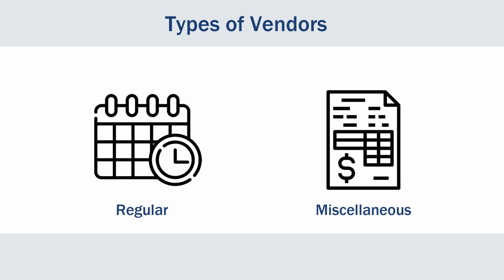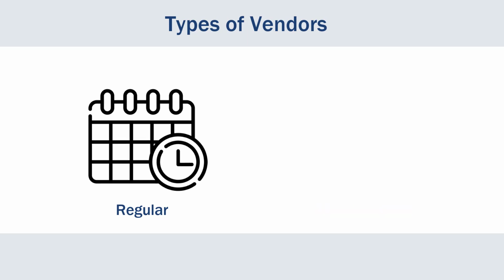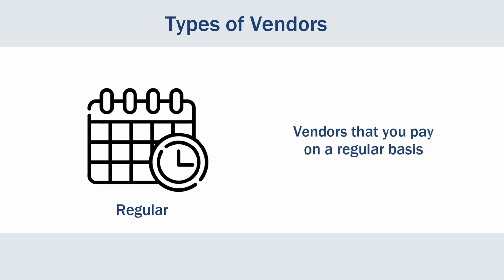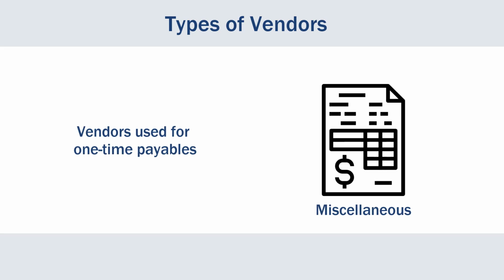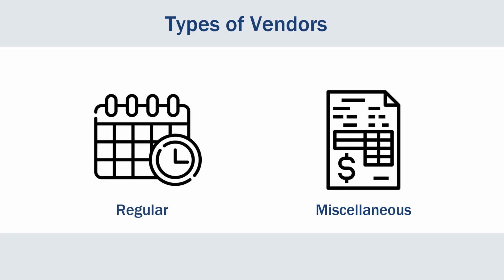Typically, there are two types of vendors. Vendors you pay regularly, such as the county clerk or your local office supply company. You can optionally track 1099 reporting information for these vendors. And miscellaneous vendors that are used for one-time payables and don't necessarily need to have information stored for future filing. We'll take a look at how each type is set up in the software.